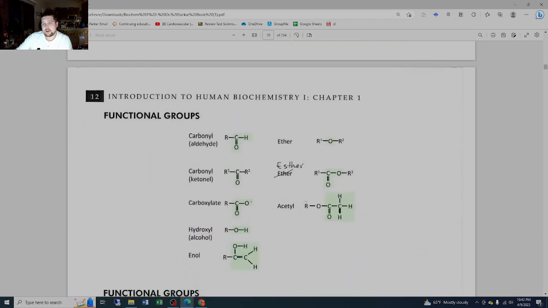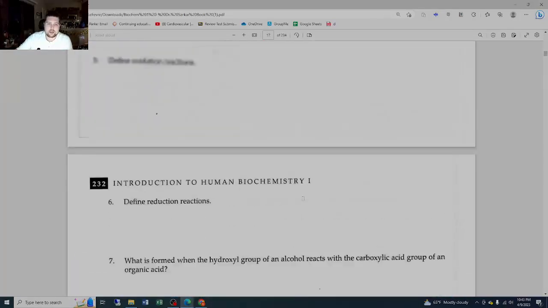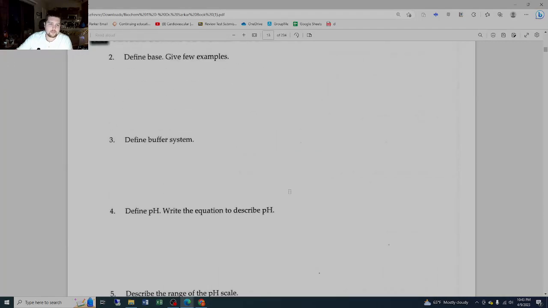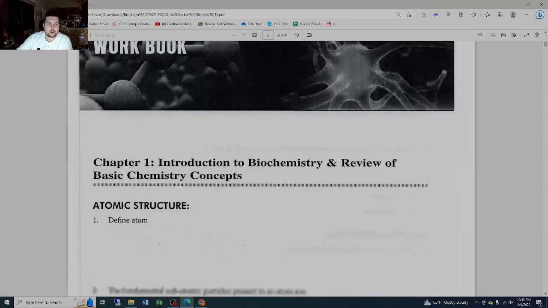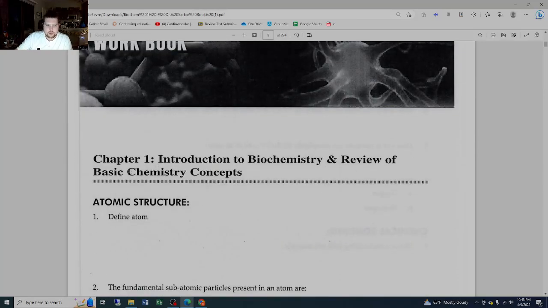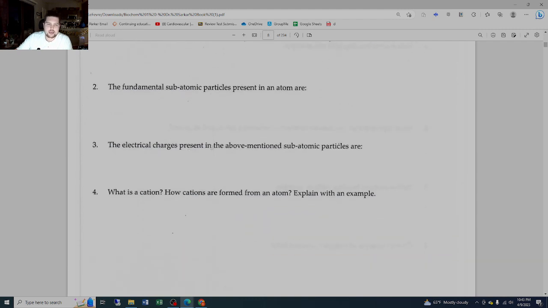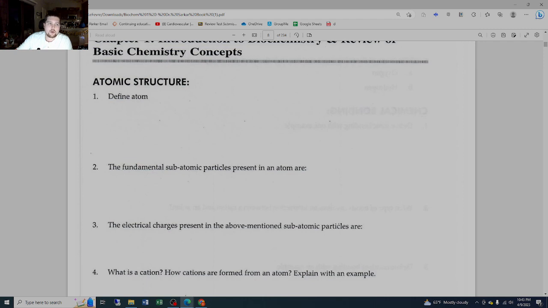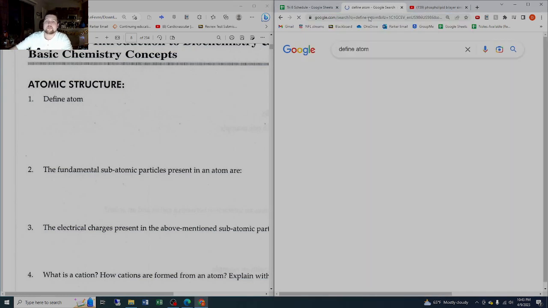Like I said, in this book there are these questions right here. Some good review, just a workbook. Introduction to Biochemistry and Review of Basic Chemistry Concepts. Define atom. I would go through these as much as you can. If you can't put these into your own words, that's the most important thing, is putting things into your own words. So if you cannot define this in your own words, you need to find a definition and put it into your own words. So let's say define atom.